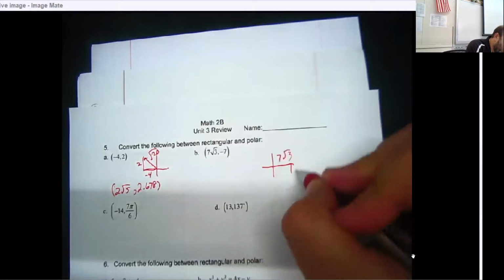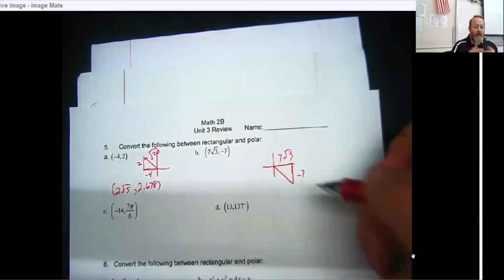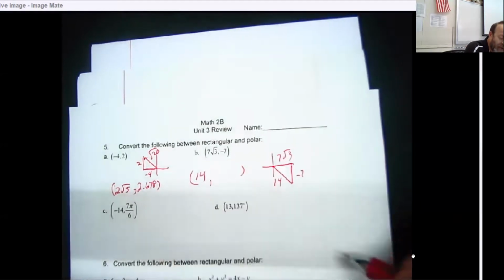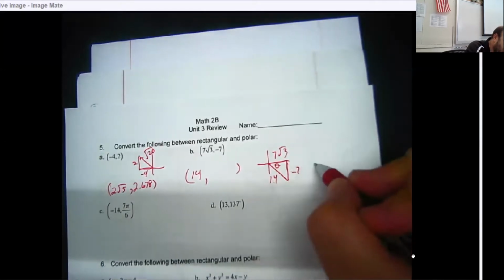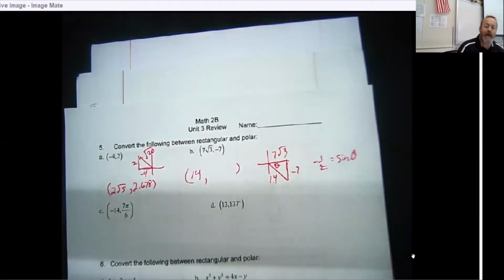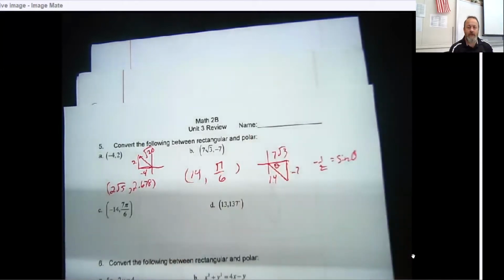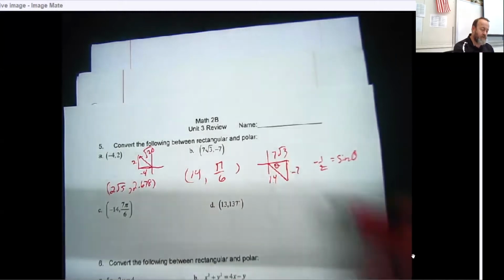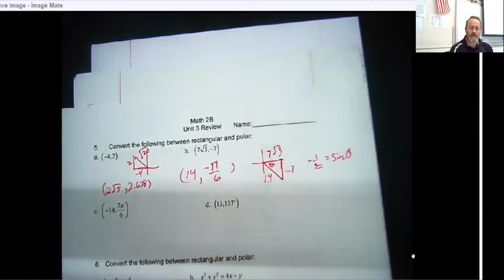Now, in part B, I went over 7 roots of 3, and I went down 7. Well, I hope that actually looks pretty obvious to you that I'm using one of those special right triangles. That's 14 would be my radius. And I notice that the sine is really nice. You see how the sine of theta, opposite over hypotenuse, is -1/2? Well, I know that the sine is 1/2 anytime there's a pi/6 involved. So I'm looking for an angle pi/6, but I'm going to choose an angle that is a -pi/6 because it rotated down into that quadrant. Now, that's how you go from rectangular to polar.